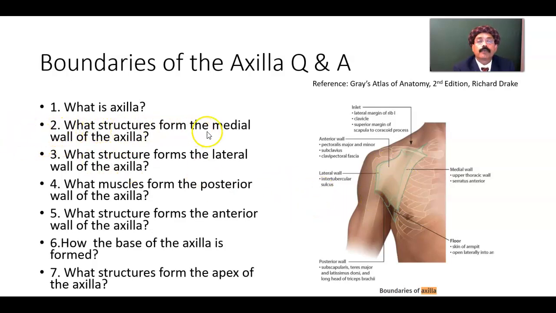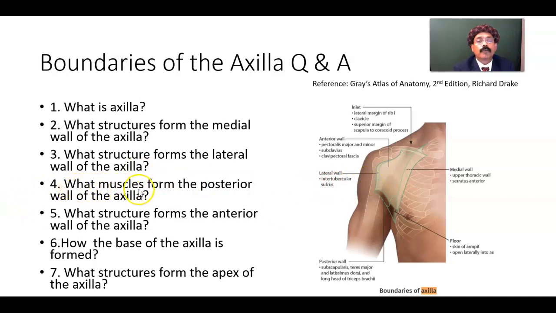What structure forms the medial wall of the axilla? The medial wall of the axilla is formed by the upper thoracic wall, particularly the upper four intercostal spaces and four ribs, and the serratus anterior muscle. What structure forms the lateral wall of the axilla? The lateral wall of the axilla is formed by the intertubercular sulcus of the humerus.